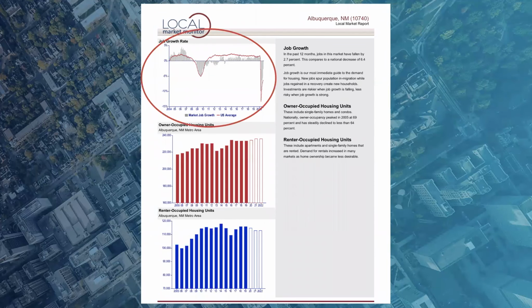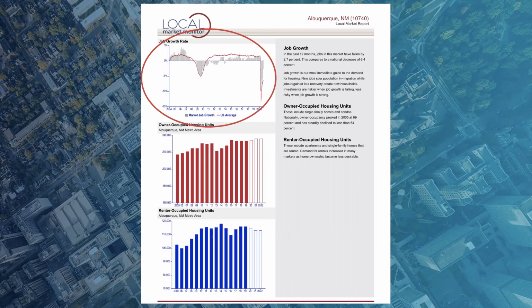The next chart on page 2 of the report shows the rate of job growth, which is the best measure of how well the local economy is doing. In this example, we see the depth of the 2008 recession and then the big drop in 2020. By tracking job growth, we can anticipate economic slowdowns.